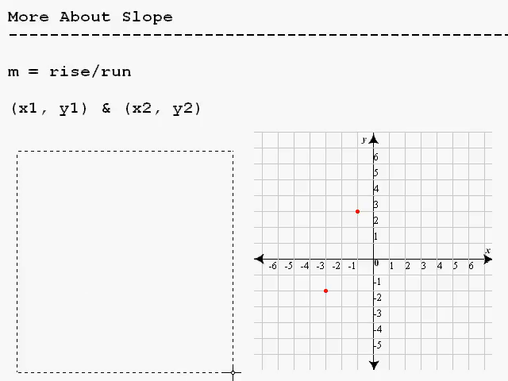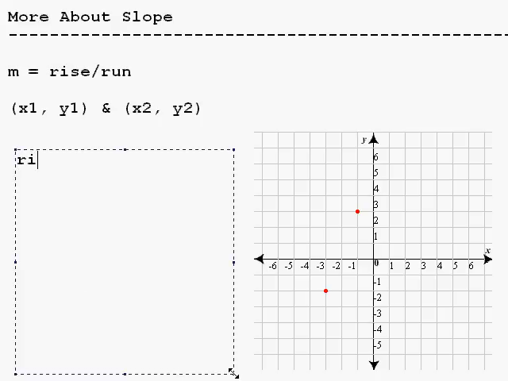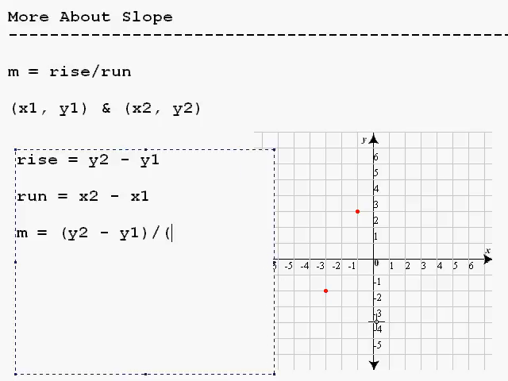Well, we know slope is rise over run. What's the rise? Really the rise is the difference between the y coordinates. So we'll call this y2 minus y1. It's the difference up and down. And likewise, the run is the difference this way. It's a difference of 2. So then slope by itself is y2 minus y1 divided by x2 minus x1.